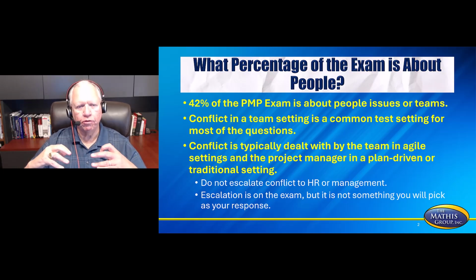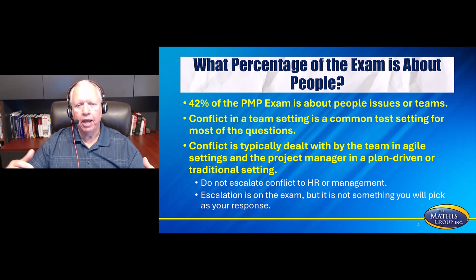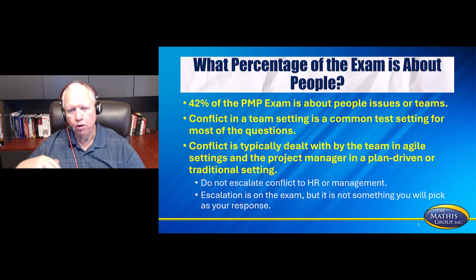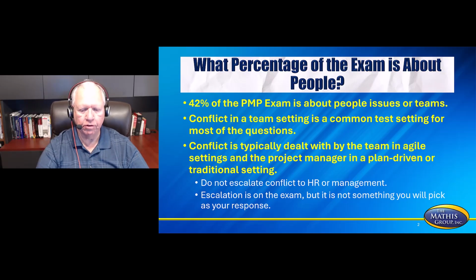PMI really reinforces this idea that you are a responsible person and that the team has some authority, the project manager has authority, and that we confront the conflict at that level. Escalation is on the exam, but it is not something that you'll pick as your response. And so anytime they talk about escalation, that's probably not going to be your best answer. Yet in your real environment, you might be escalating everything to management if you're having problems with an employee or with a team member, or you might be escalating it to HR. And so don't pick those for the purpose of this exam.